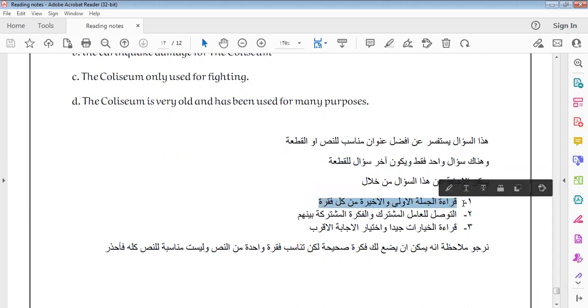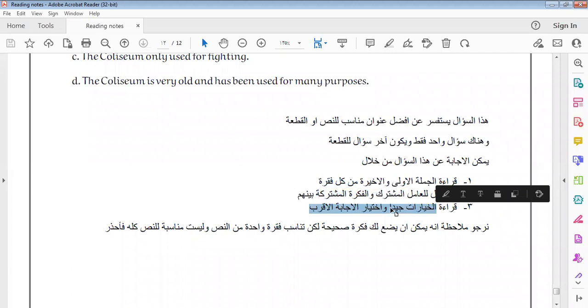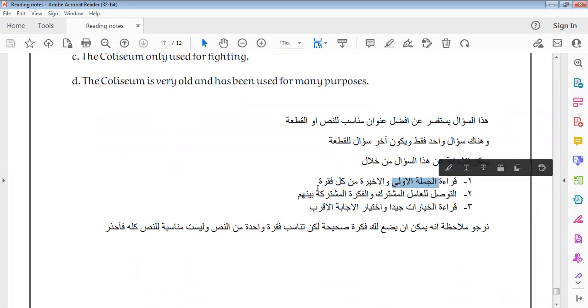Try to know what's common between them, or the common idea between them, and read the answers very well and choose the best answer. So again, we need to read the first and the last sentence of each paragraph and try to know what's common between them.